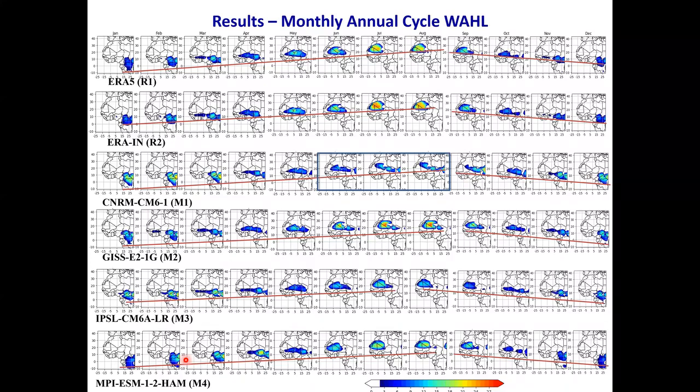And then again, the models are able to represent the migration of the heat band, but we can clearly see that model 1 is simulating a weaker heat band for the summer months.